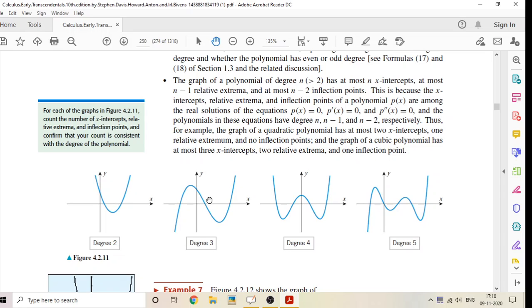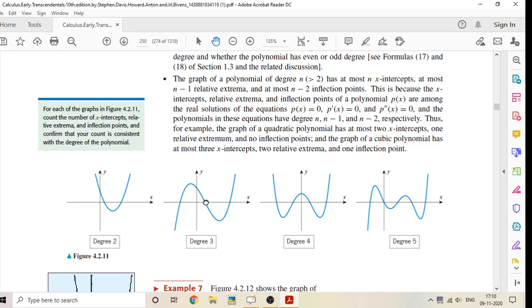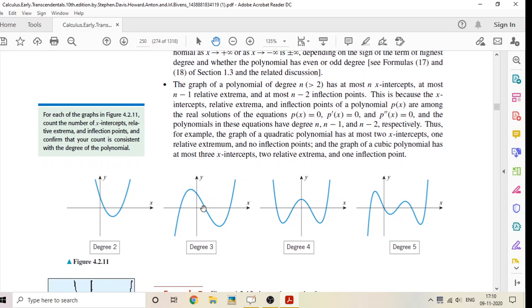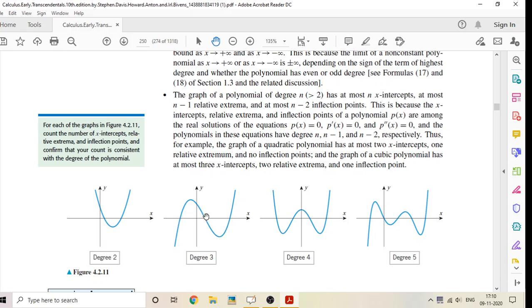And degree 3 മൂന്ന് intercepts വരുന്ന ഒരു curve ആണ്. And there can be, here there are two relative extrema. This is the maximum point and this is the minimum point, and there is one point of inflection. So here it is concave down and here it is concave up, so there is one point of inflection here.